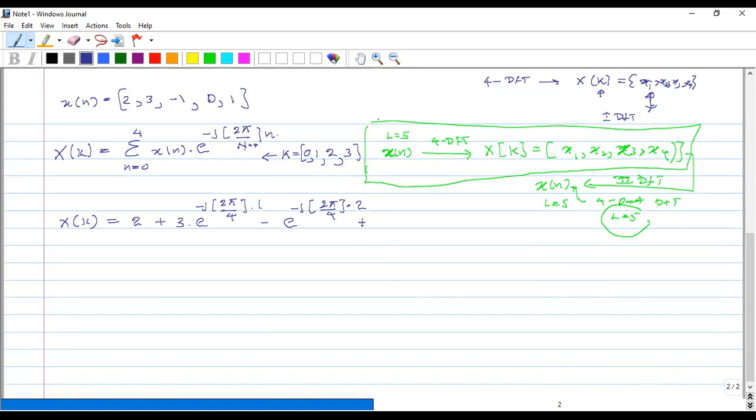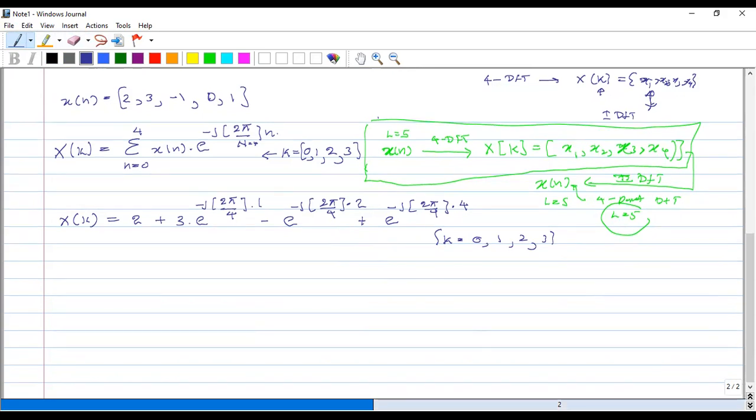So my next component will be x[4]. x[4] is 1 again. Because it is 1, I'm not going to write it. So e to the power minus j 2π by 5 k times 4. We have 4 here. So we know the k value. The k value is 0, 1, 2, 3. So we have to find this X[k]. It is very simple actually.